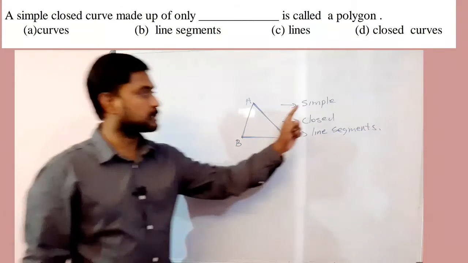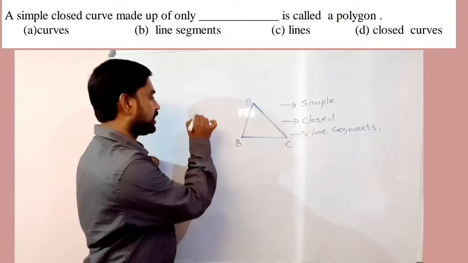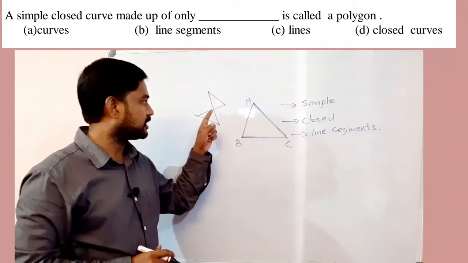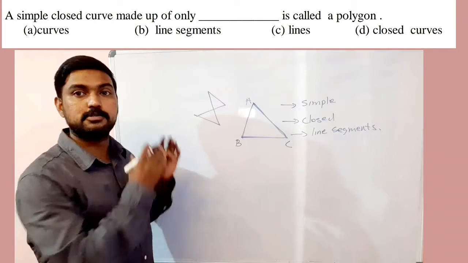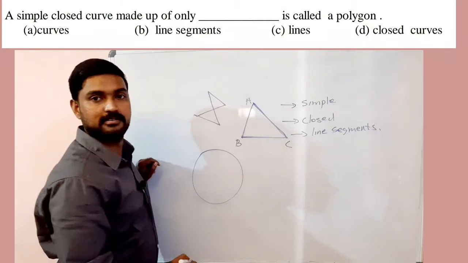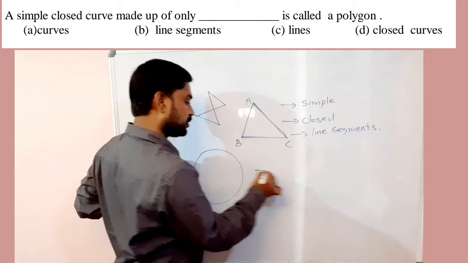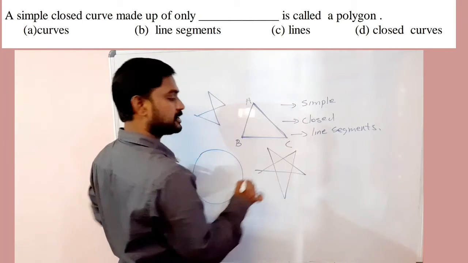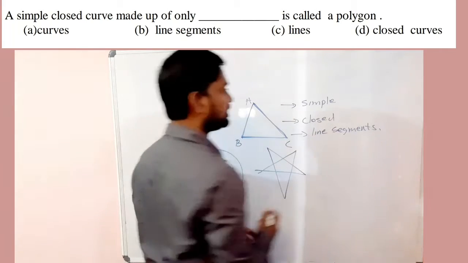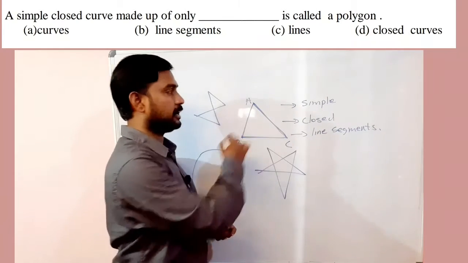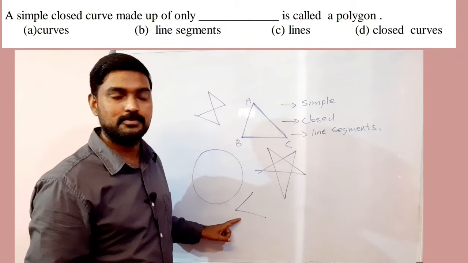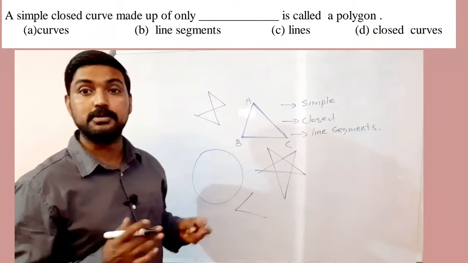So what do we mean by simple? For example, I am drawing a line and it is intersecting. It is not a simple curve because here there is an intersection. If we draw like this, it will be a simple one. So without intersecting, or if I am drawing a star, it is not a simple curve. So simple means without intersecting. If we join a line, for example, this is a simple curve. So you understood what is simple or not simple.